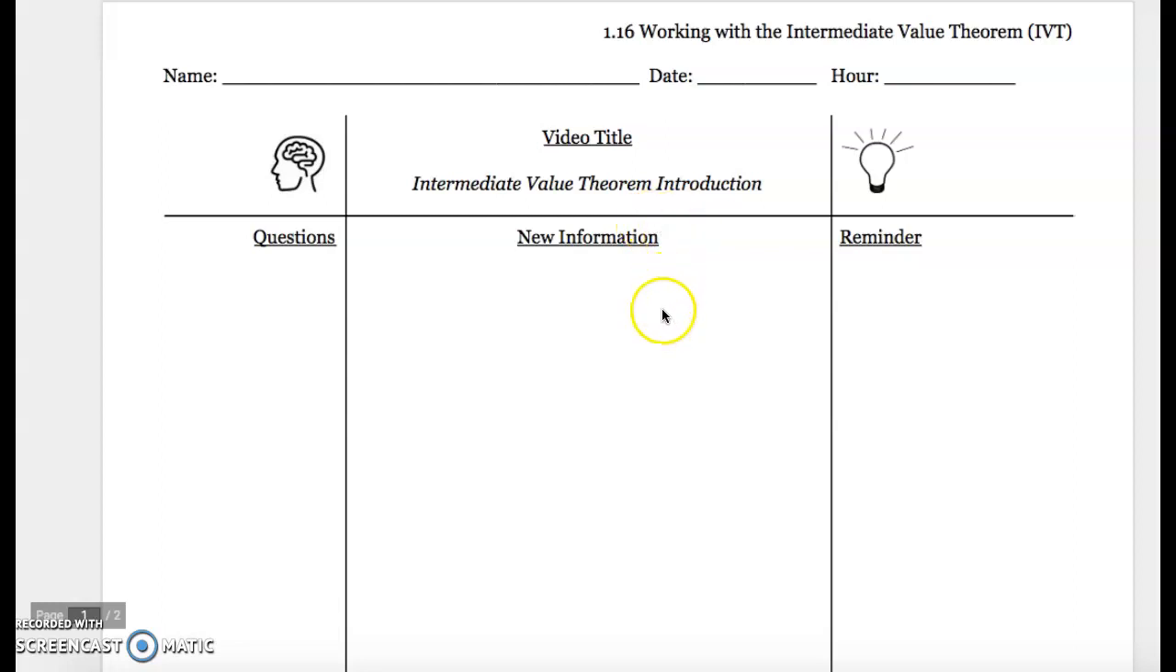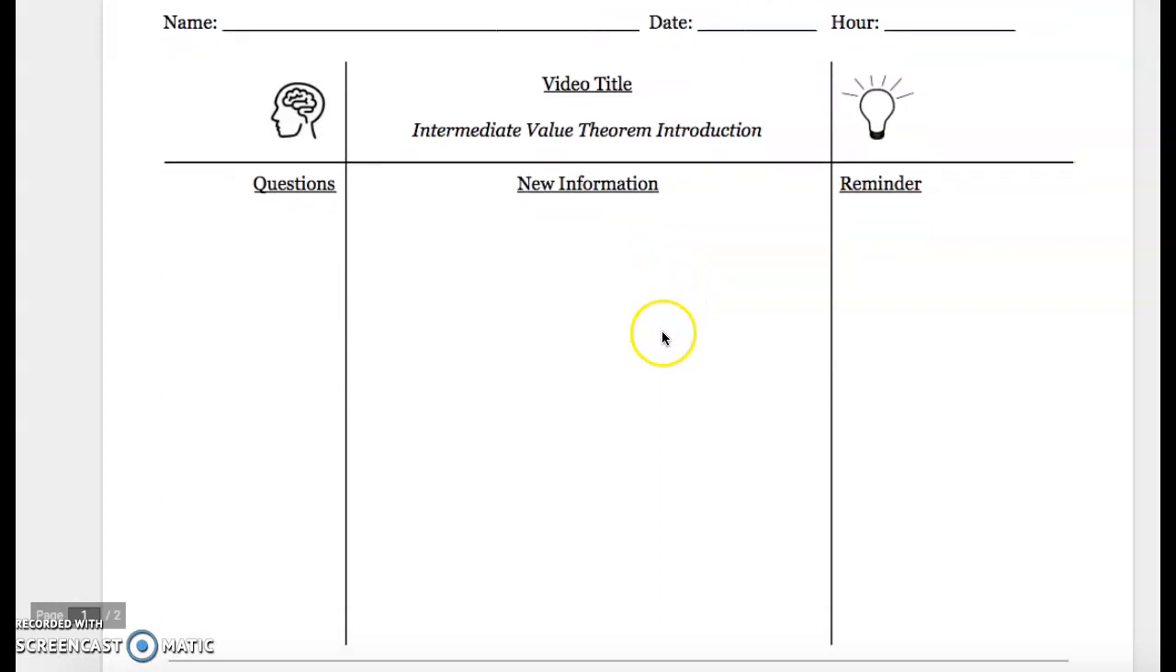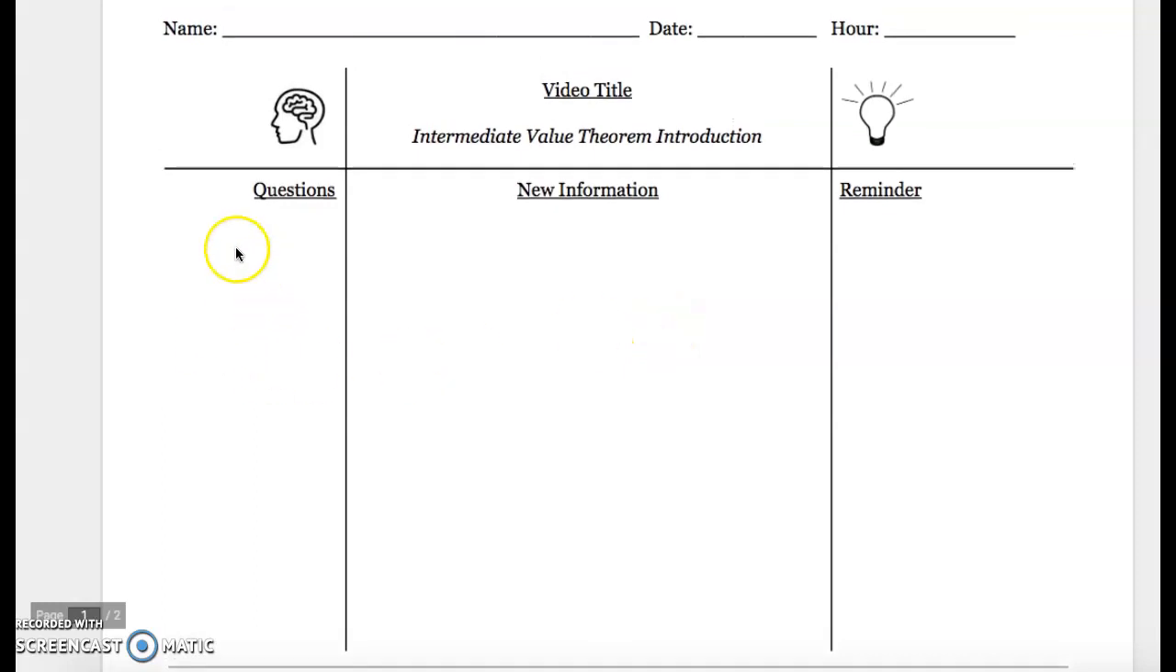Hey guys, today we are working with the intermediate value theorem. If you have not yet had a chance to go look at the introductory Ed Puzzle, now would be the time to do so. Remember that while you watch the Ed Puzzle, you're just supposed to put any questions you might have, new information you learn, and reminders you may want to share with your future self here, so you can come back and look at these notes and know what is going on.